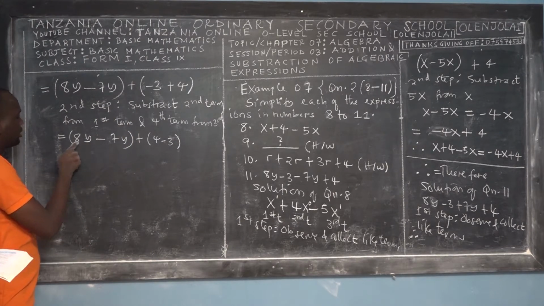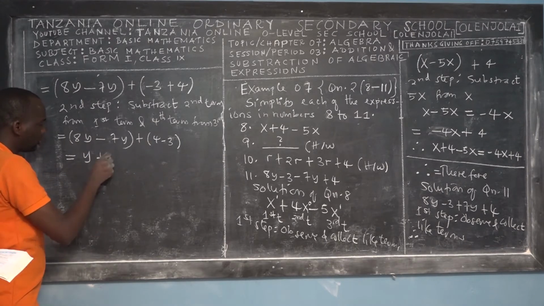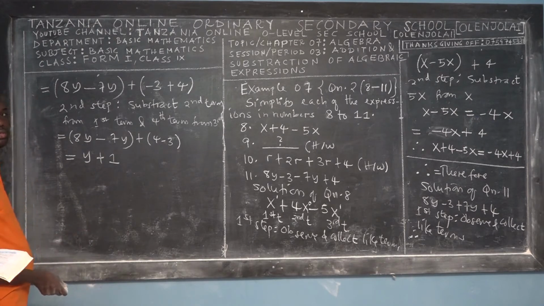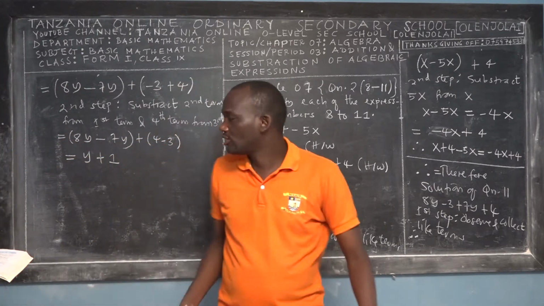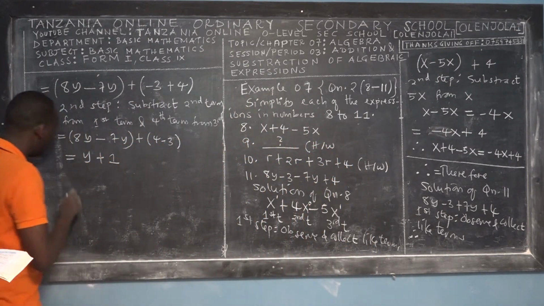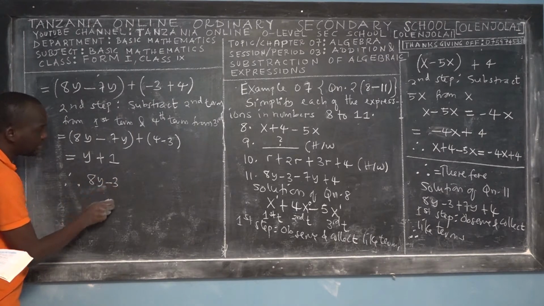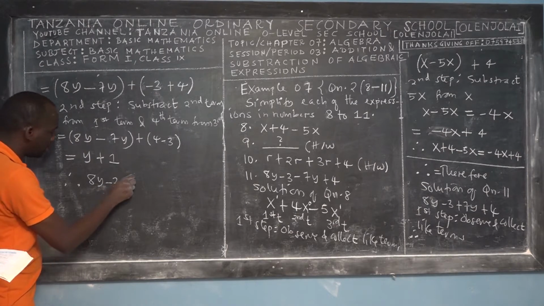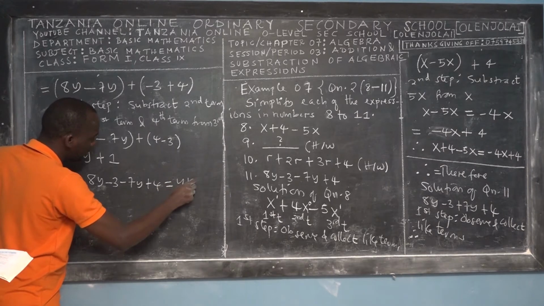So these are like terms, 8y minus 7y, this makes y, plus 4 minus 3, this makes 1. And here we cannot simplify further. So you see the power of simplification? We had 4 terms. After simplification, we have only 2 terms. Interesting, right? So we say that therefore, 8y minus 3 minus 7y plus 4 is equal to y plus 1.